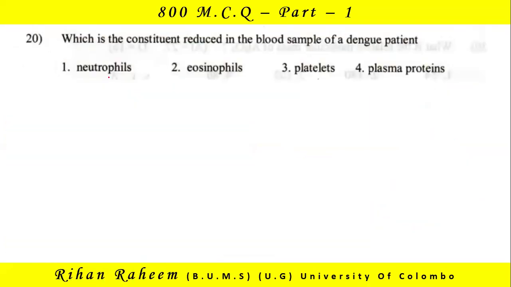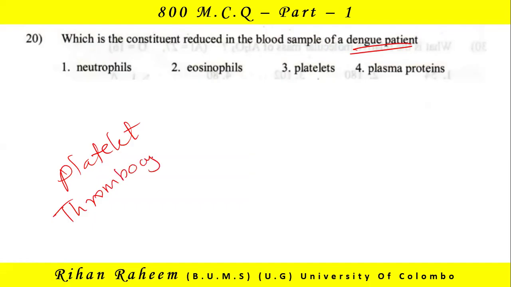Okay, let's move to the 20th. Which is the constituent reduced in the blood sample of a dengue patient? Okay, in a dengue patient, the platelet count decreases. Another name for platelet is thrombocyte. So the thrombocyte or the platelet count reduces.